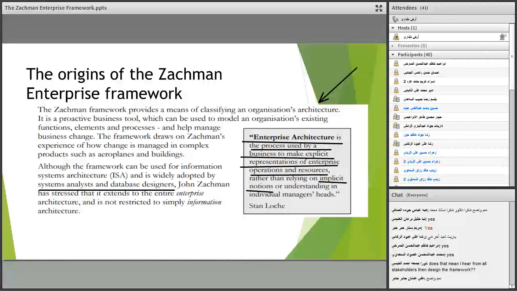Let me explain enterprise architecture in one other way that I think will be beneficial. Enterprise architecture focuses on understanding what happens within the individual manager's heads.